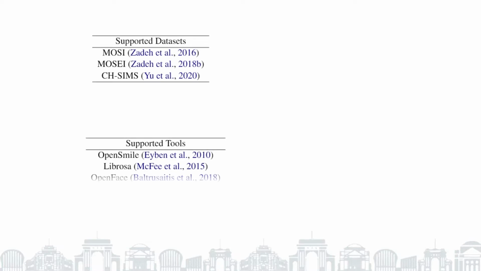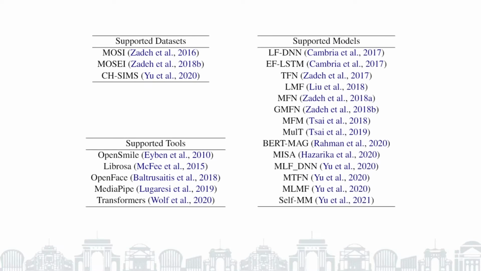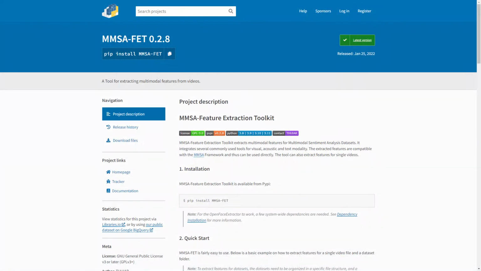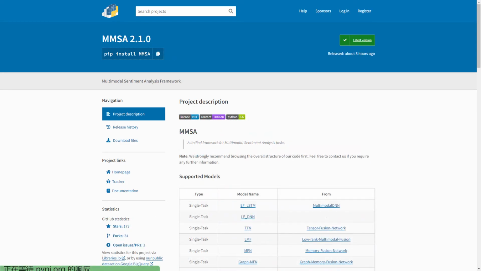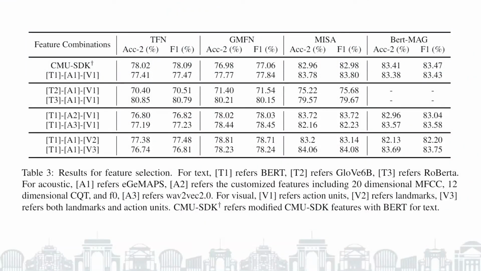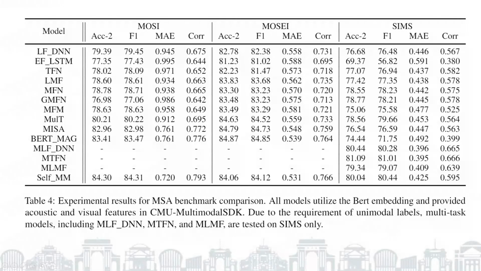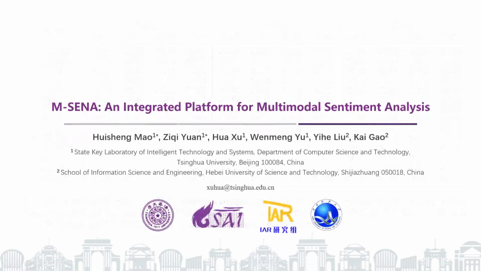The platform currently supports three popular MSA datasets across two languages, five feature extraction tools, and 14 benchmark MSA models. We also provide integrated Python APIs for feature extraction and model training. Extensive experiments are conducted on the platform. Feature selection comparison as well as fusion model benchmarks are reported. Further analysis of the results are included in our paper.